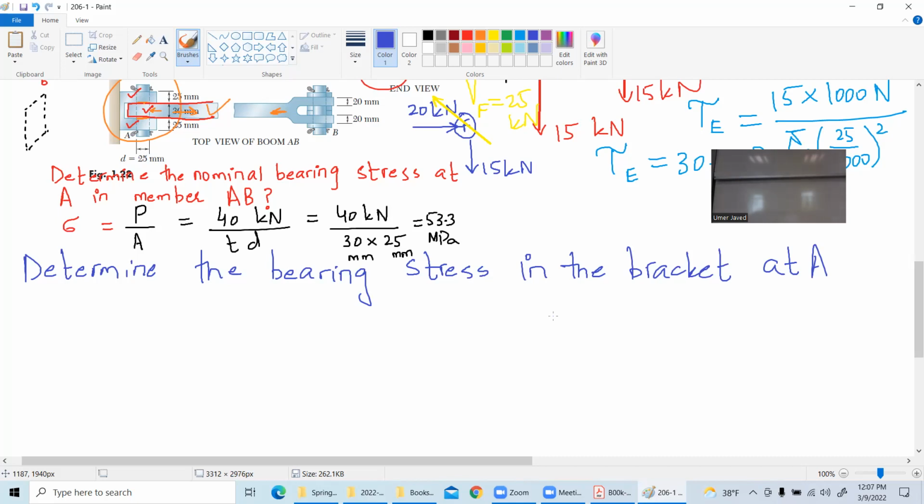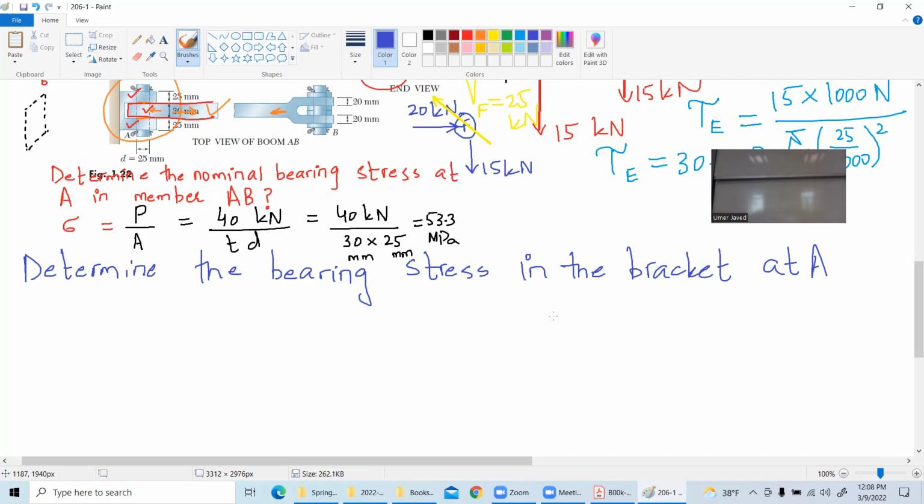You are getting this point, right? The bearing? Did you understand the bearing stress part? So for example, this one. This is the bearing stress we are talking about. Bearing stress in the bracket.